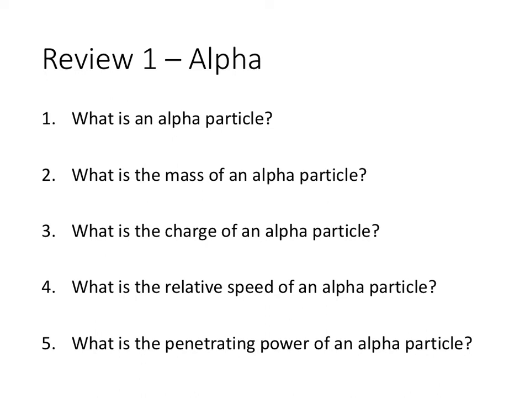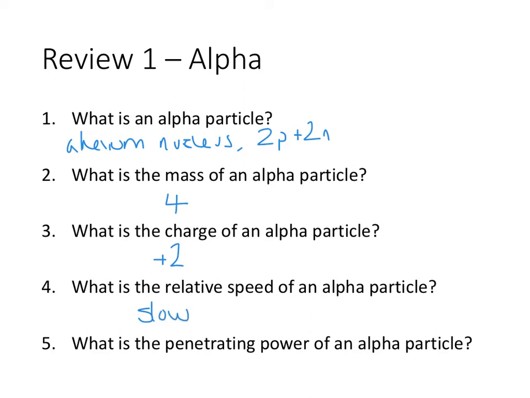Okay, so what is an alpha particle? So it is a helium nucleus. Okay, we could also say it is 2 protons and 2 neutrons. Okay, what is the mass of an alpha particle? Because it's got the 2 protons and 2 neutrons, we can say its mass is 4. What is the charge? Because it's got the 2 protons and no electrons, it's got a charge of +2. Okay, the relative speed of an alpha particle, so when we compare alpha, beta and gamma, the relative speed is slow.